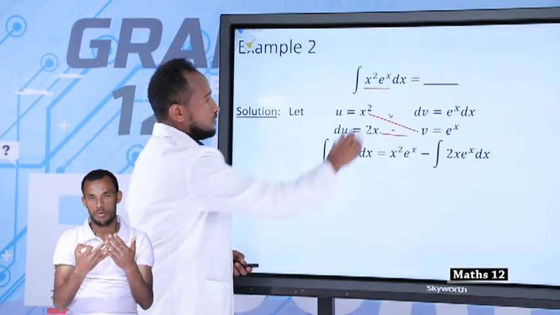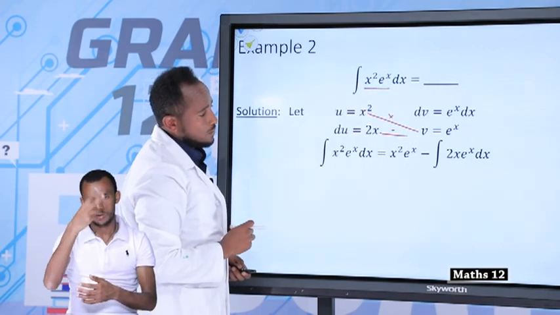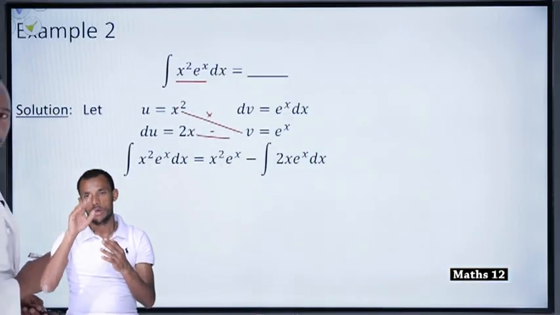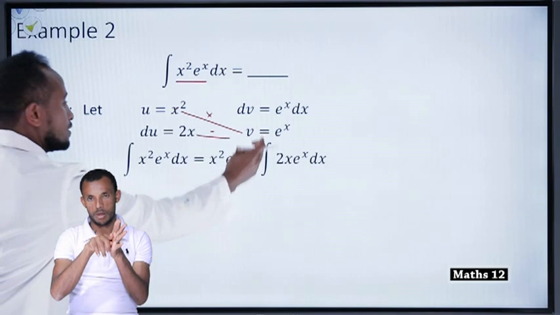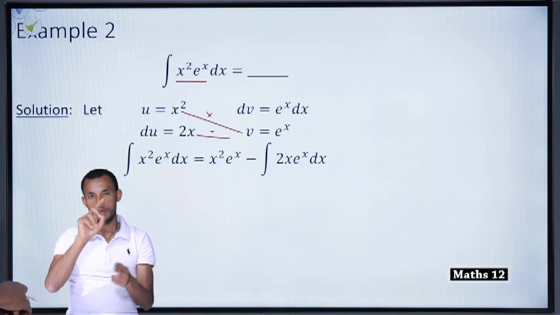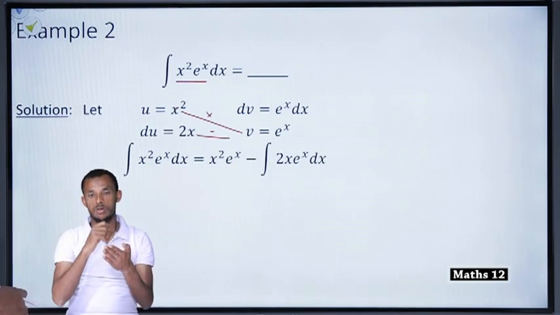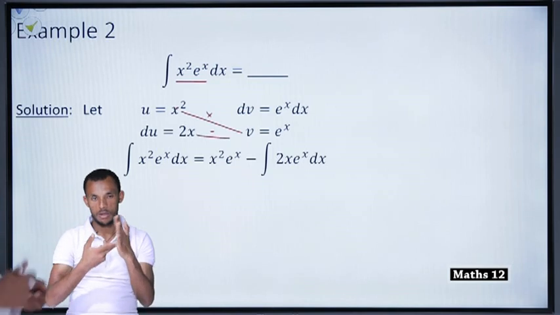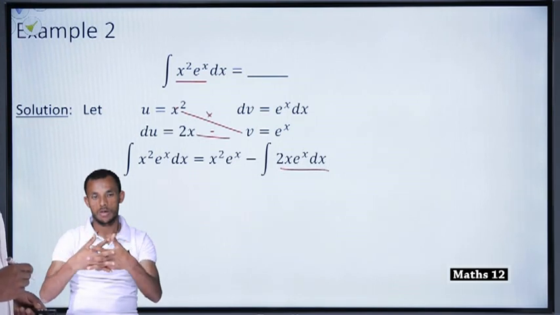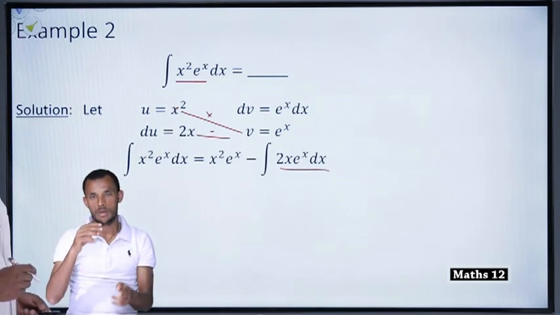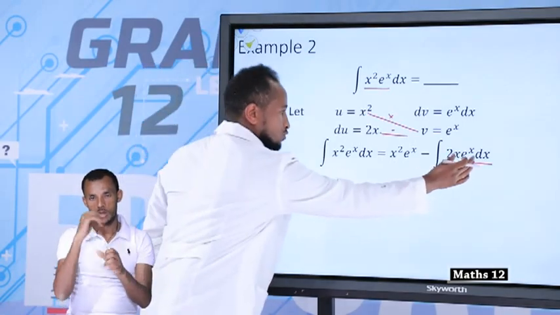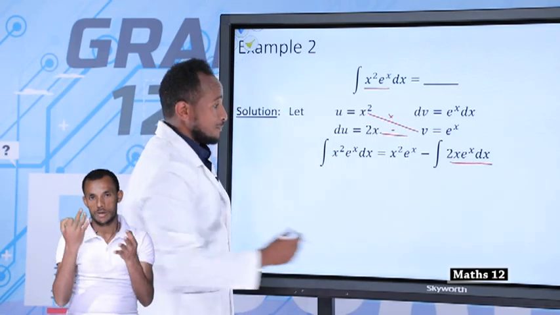Therefore here the integration of x squared e raised to x dx will be equal to the product of x squared and e raised to x, minus the integration of the product of the two, that is 2 times x e raised to x dx. But this is not the final answer. It needs further solving. So look at this one. It is the integration of 2x times e raised to x dx. We have already solved it in a previous example, but now let's do it again. To integrate this expression, it needs integration by parts, this part also.